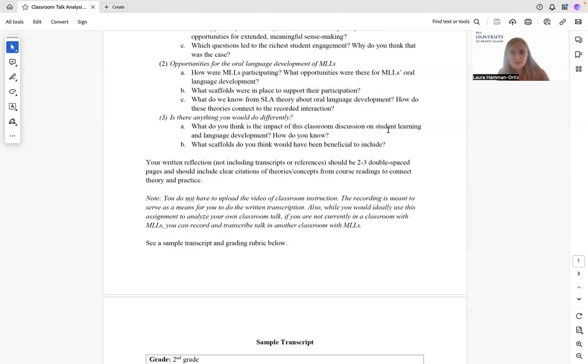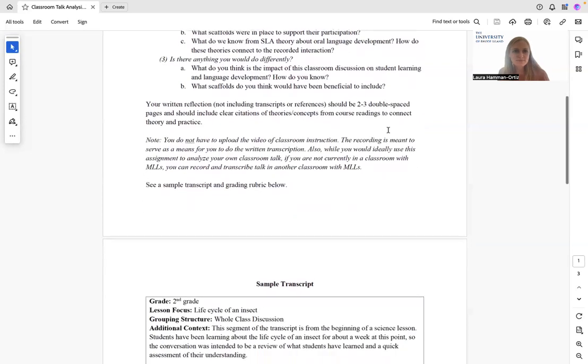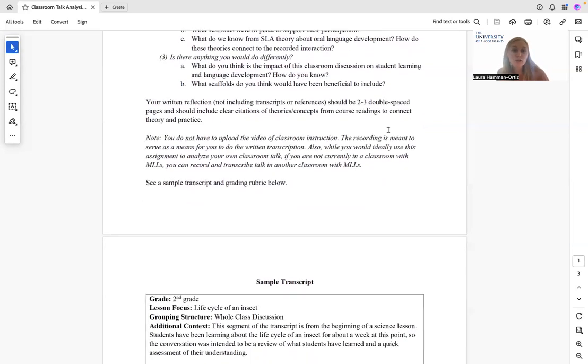So you might draw from concepts like message abundancy, comprehensible output, comprehensible input might play a role in students' own sense making and ability to respond then. So thinking about how you can connect some of those theories to what you saw. And then finally, is there anything you would do differently?